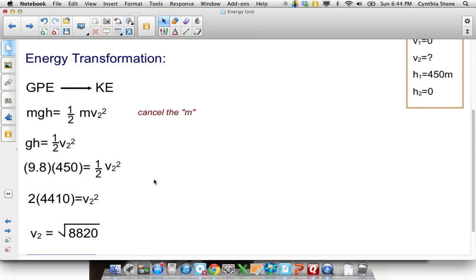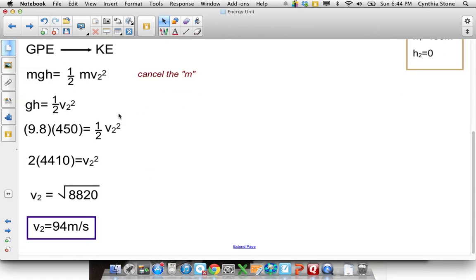So the way the equation works, this is really the equation you can use in these cases, and then just depending on what you're looking for. Okay, so I substitute in 9.8 and 450. I'm solving for v2. I multiplied those and then I multiply by 2 to get rid of this.